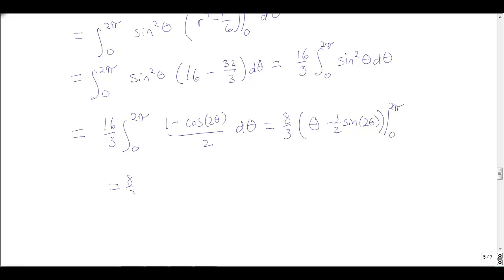So we get 8 thirds times 2 pi. And then, sine of 4 pi is 0, so that doesn't show up. And then when I plug in the 0, I get a 0, since sine of 0 is 0. So I end up, when all is said and done, with 16 pi over 3. Okay, next question.